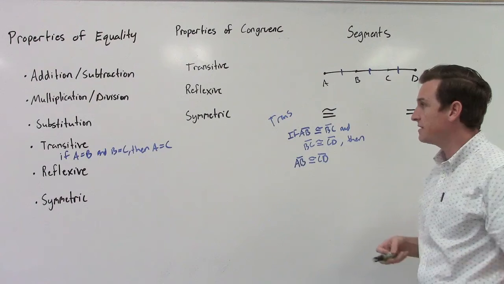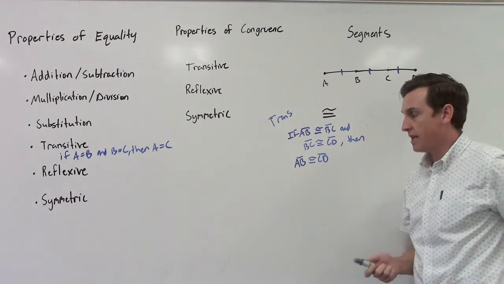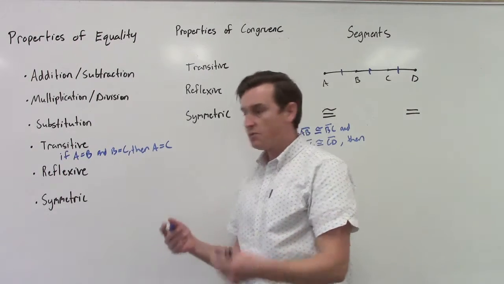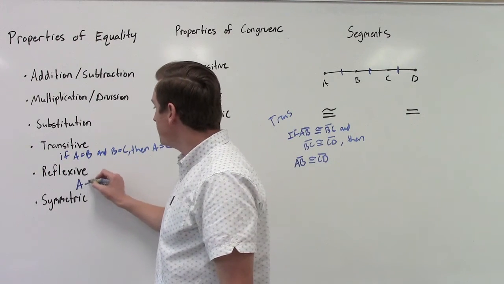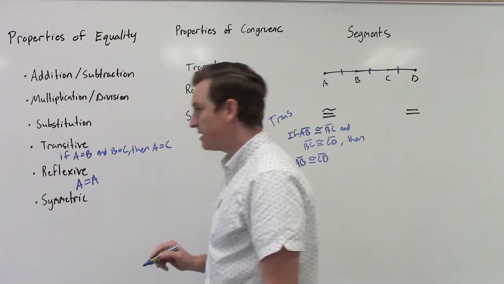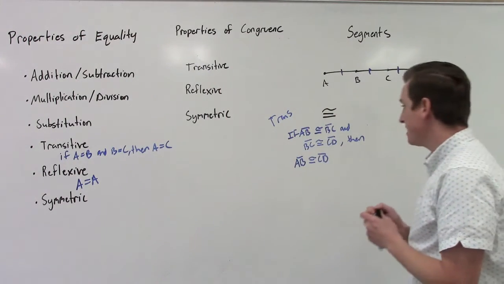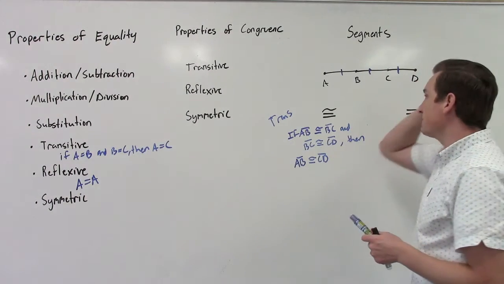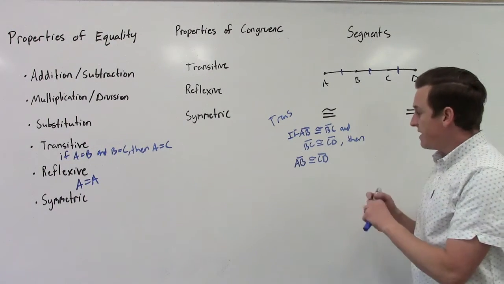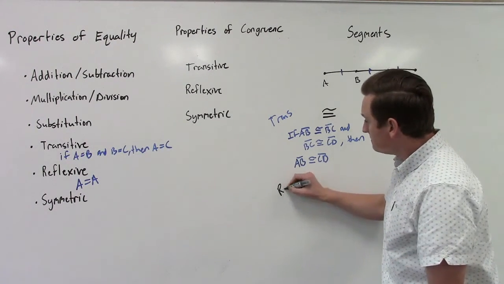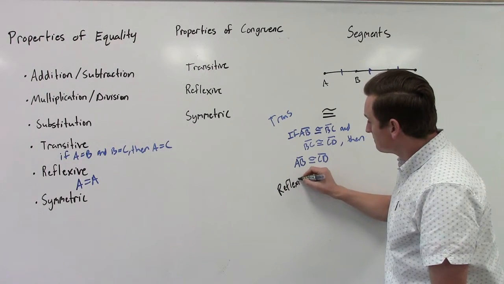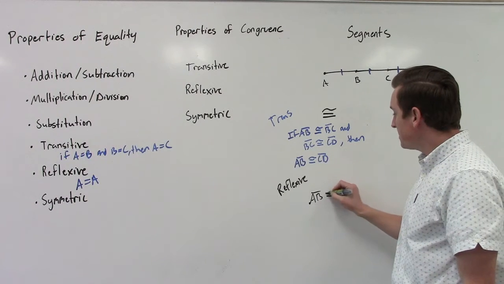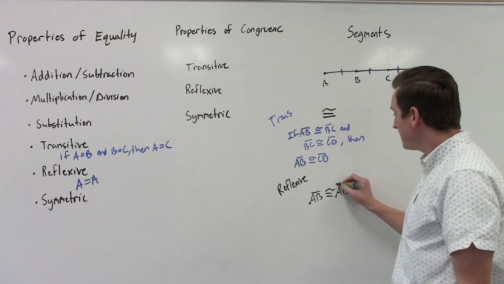Let's switch colors here so we can tell the difference. Let's talk about what reflexive looks like. Over here, reflexive is just that anything is equal to itself. So we could say A equals A. That's the reflexive property. Over here, we can say that any segment is congruent to itself. So we can say AB is congruent to AB.